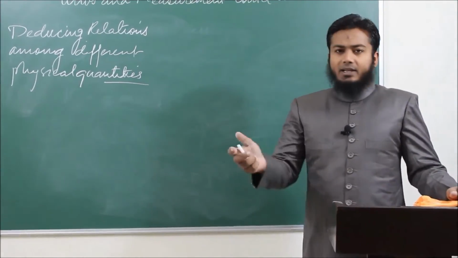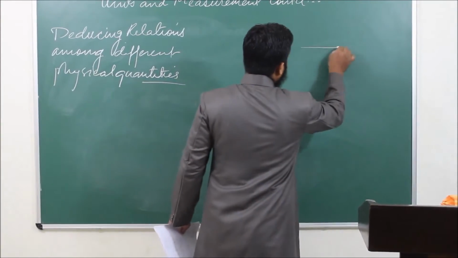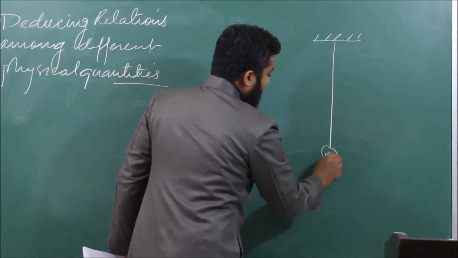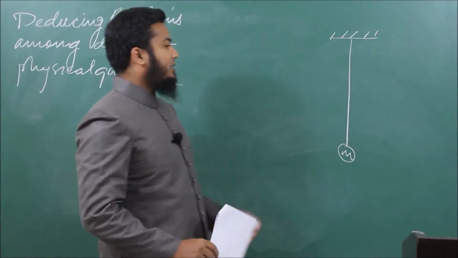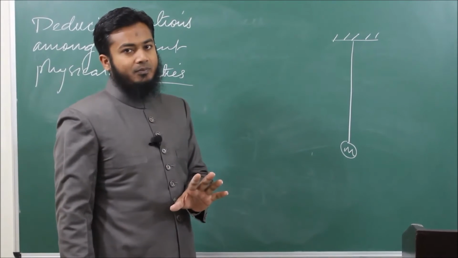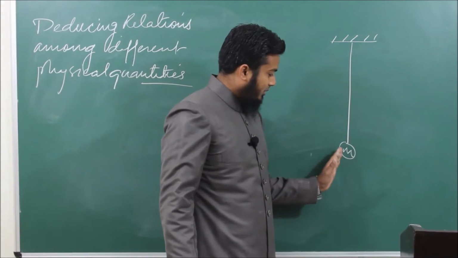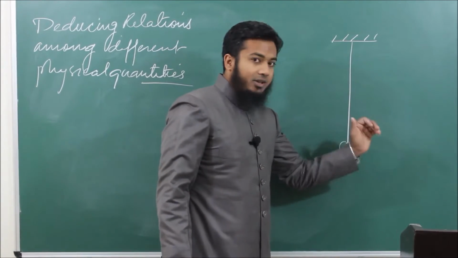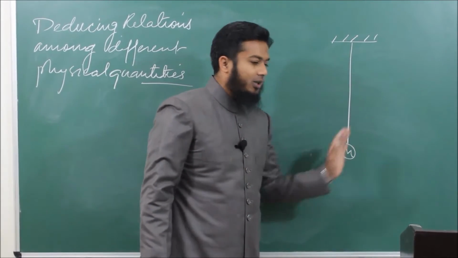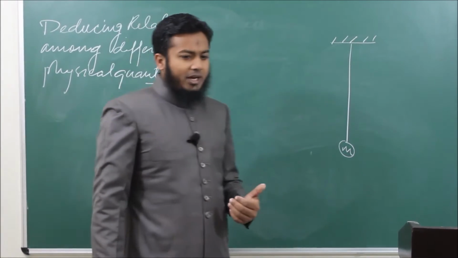So let's take a straight example. We know if a mass is suspended with the help of a string, say this is a small mass m, and it is suspended with the help of a string, this system is called a simple pendulum. If I displace this mass slightly from its position and release it, the mass will oscillate. This will perform a periodic motion. This will oscillate. So this is called a simple pendulum. Now we have to find the time period.